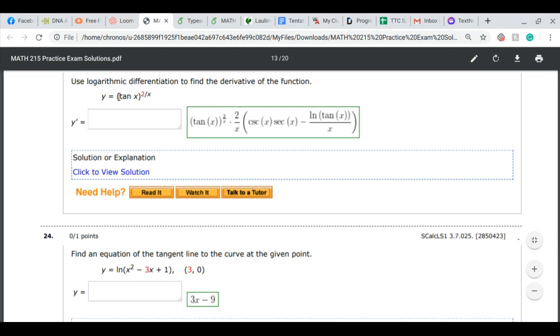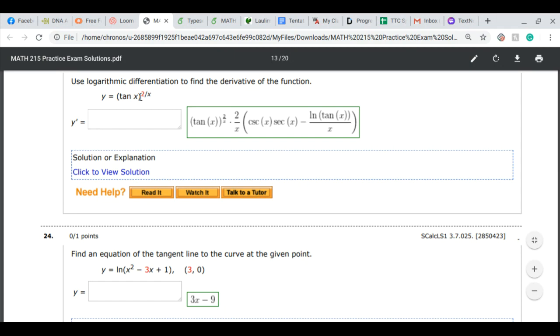Well, the derivative of 2 over x is minus 2 over x squared. That's where this term is coming from. You really should distribute this 2 over x, and what we should get is 2 over x times the derivative of ln of tangent, minus 2 over x squared times ln of tangent. That's what this second term really is. It's minus 2 over x squared ln of tangent of x.